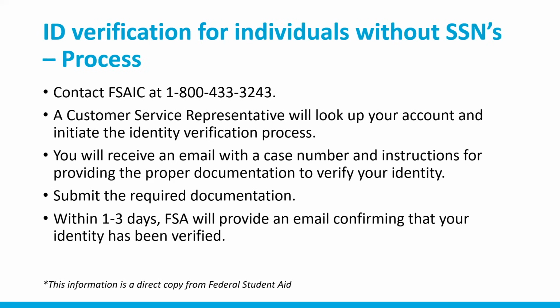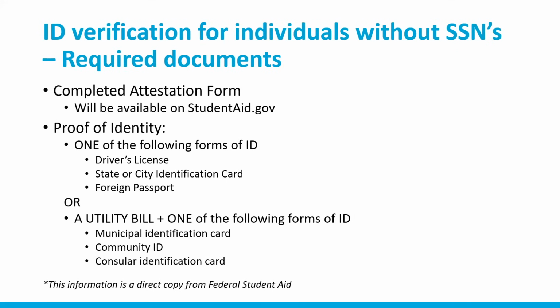Once you've submitted the required documents, it may take 1 to 3 days for processing. Subsequently, you'll receive an email confirming the successful verification of your identity. The documents necessary to confirm your identity are displayed on screen. Please note that these documents may change, so it is essential to follow the instructions provided by your federal student aid representative.